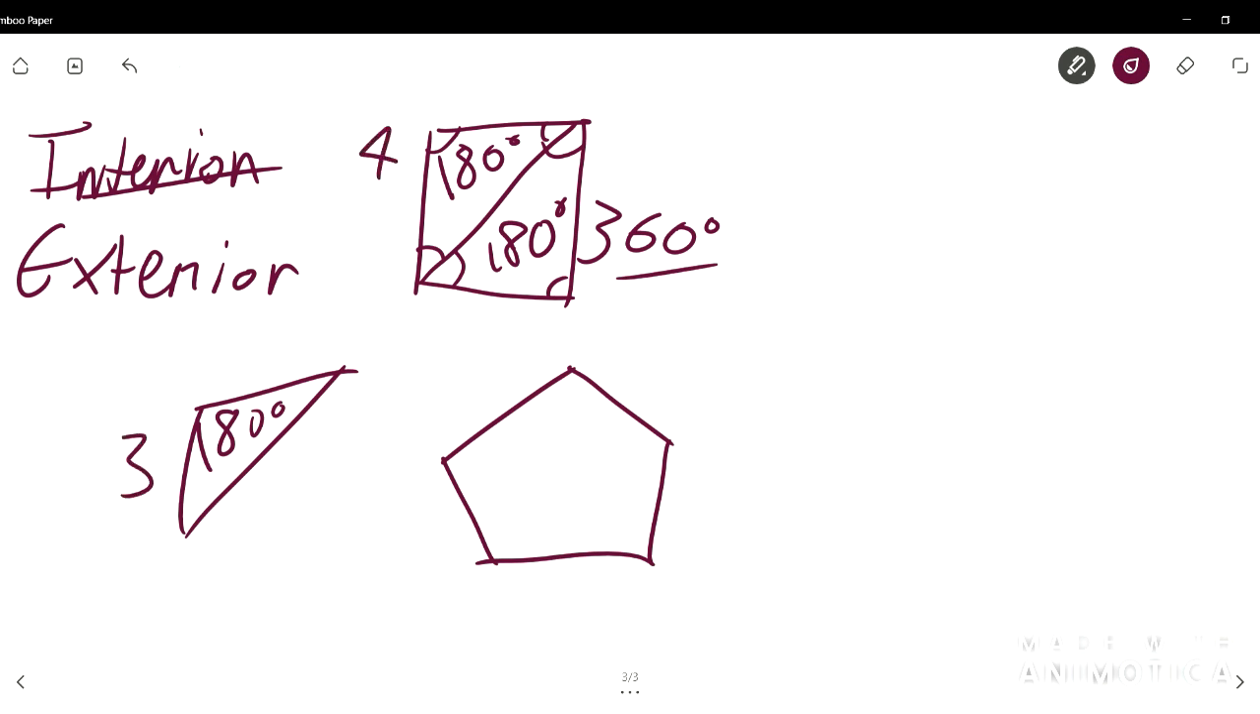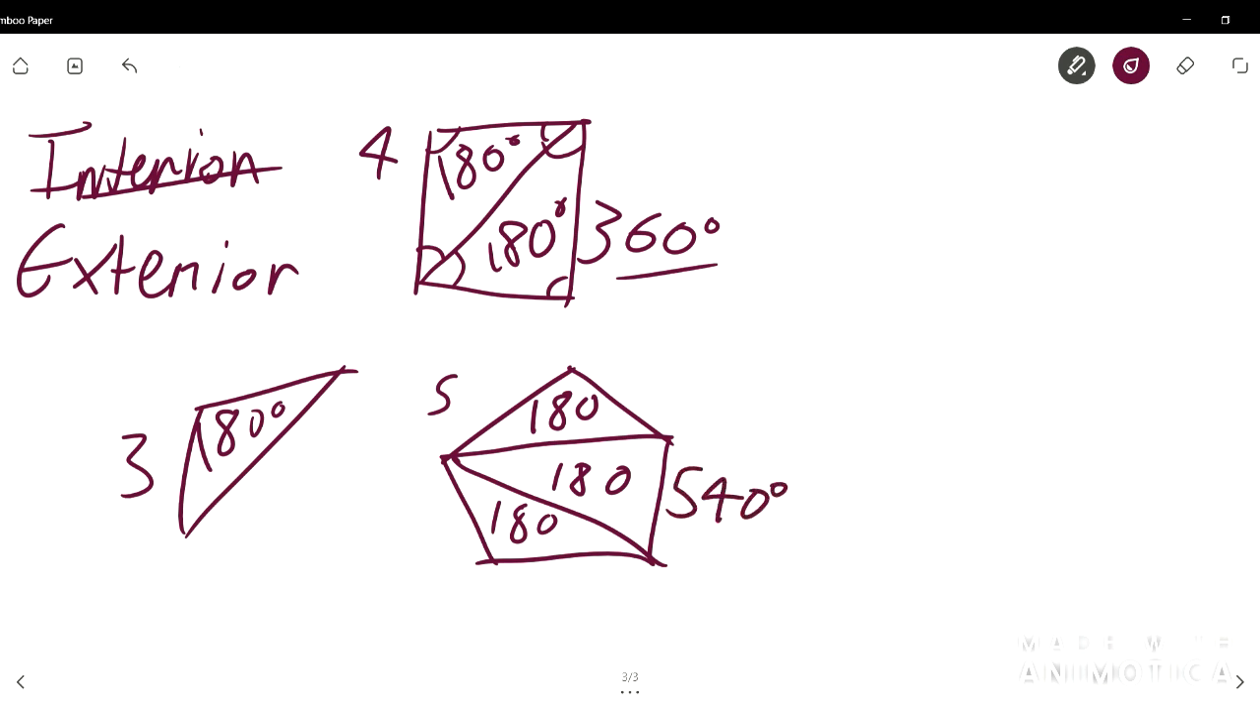So if we were to look at a pentagon, so we've gone up from 3 sides to 4 sides, now we're going to 5 sides. If we split this into triangles, that's 180, that's 180, and that's 180 as well. So add them all up and you should get 540 degrees. I hope you're seeing a pattern emerge now. Okay, so 3 sides 180, 4 sides 360, 5 sides 540.